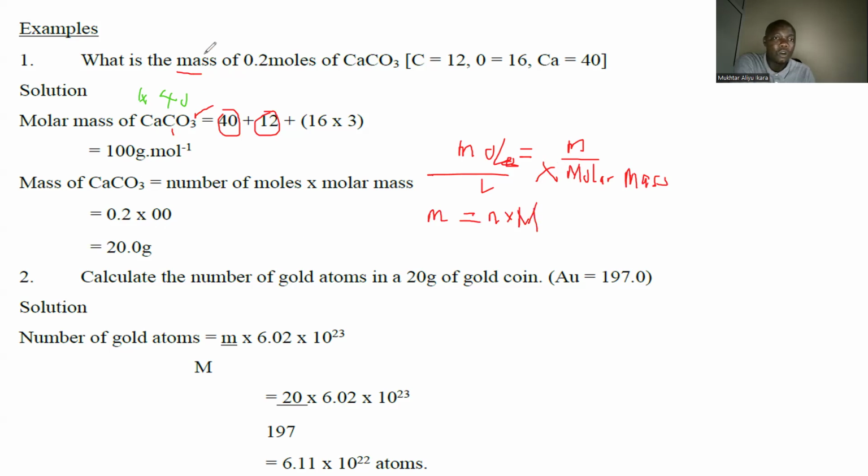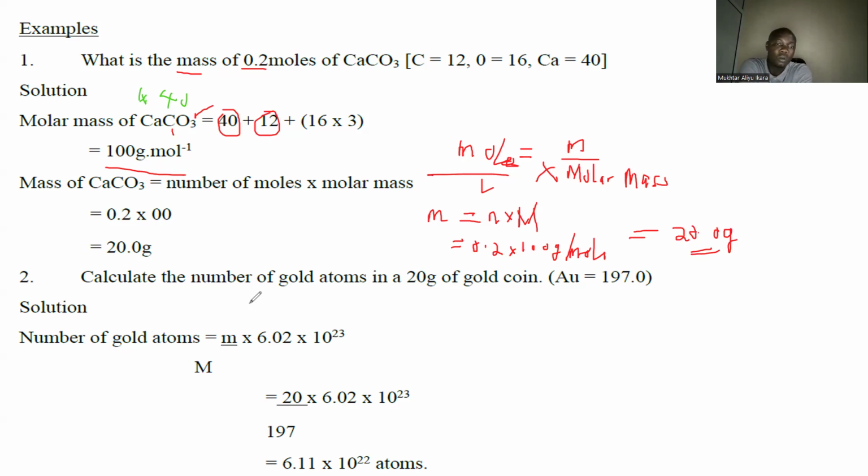So the mole from the question is 0.2. So we are now going to set 0.2 times the molar mass. And the molar mass is 100 gram per mole. So 0.2 times 100 gram per mole. Therefore, at the end, we have 20.0 gram. So that is how to calculate mass.